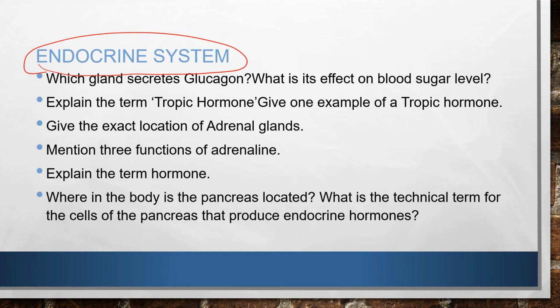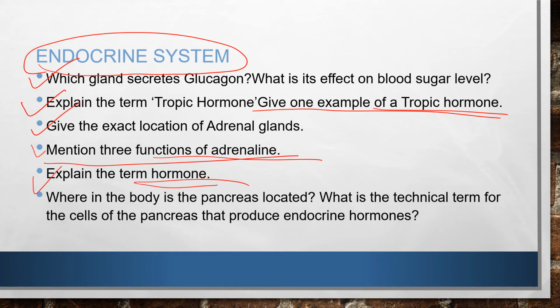Which gland secretes glucagon? What is its effect on blood sugar level? Very easy question, you all know, no need to discuss. Explain the term tropic hormone and give one example of a tropic hormone. Give the exact location of the adrenal gland. Mention three functions of adrenaline. Explain the term hormone, or they can give you define hormone also.